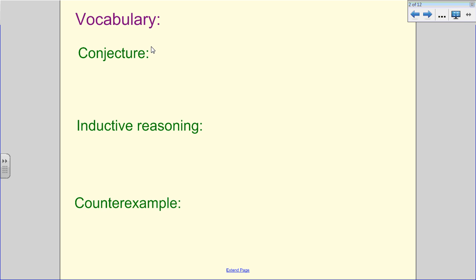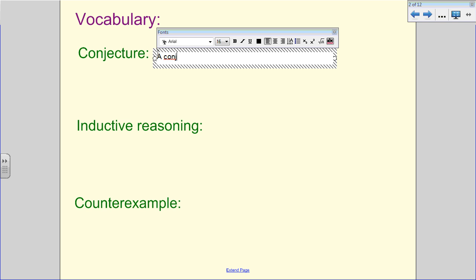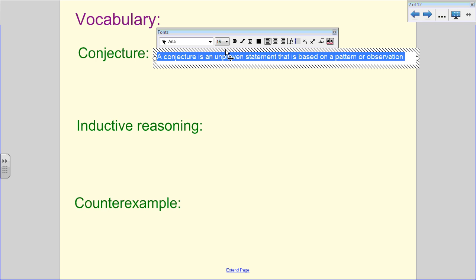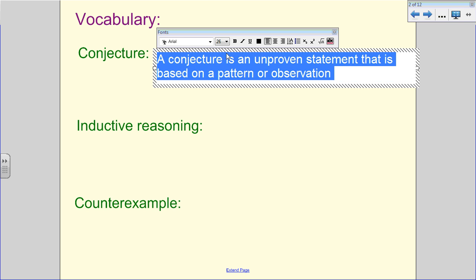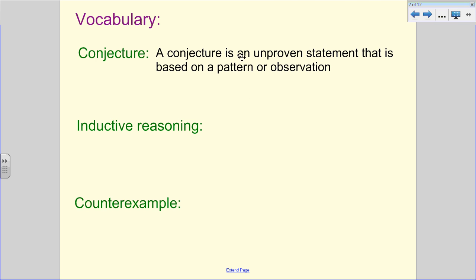So the definition of a conjecture is an unproven statement that is based on a pattern or observation. All right, so that's our definition of conjecture. I'll make this a little bit larger for you to see. I typed that because I don't have the best handwriting. So this is what a conjecture is. It's just an unproven statement that we're basing on our patterns or observations.